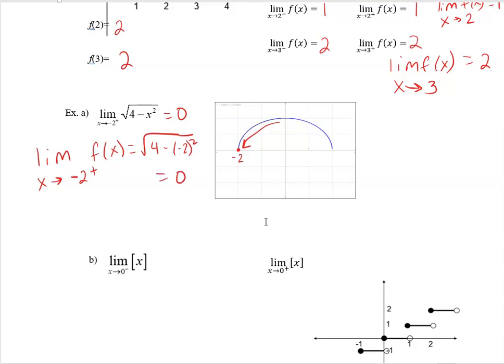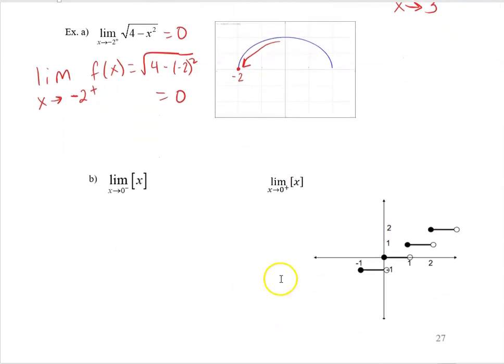We still would have gotten a value of 0. So no problem, even if it's a one-sided limit, we can still use direct substitution as long as the function's defined there. Look at the next example.